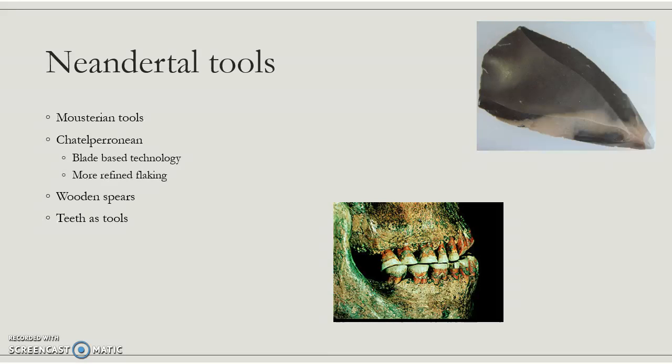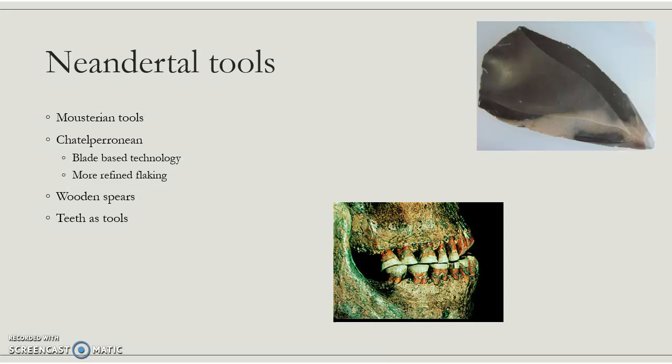Okay, this is installment 4 of the Evolution of Modern Homo sapiens lecture. We stopped when we got to this slide about Neandertal tools. I already told you about the Middle Stone Age and Mousterian tools and what characterized them as Mousterian: they were made with that Levallois technique. So that characterizes the stone tools that the Neanderthals used.